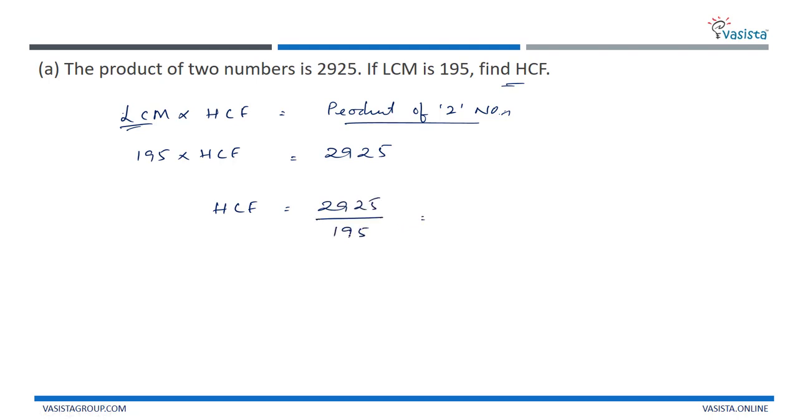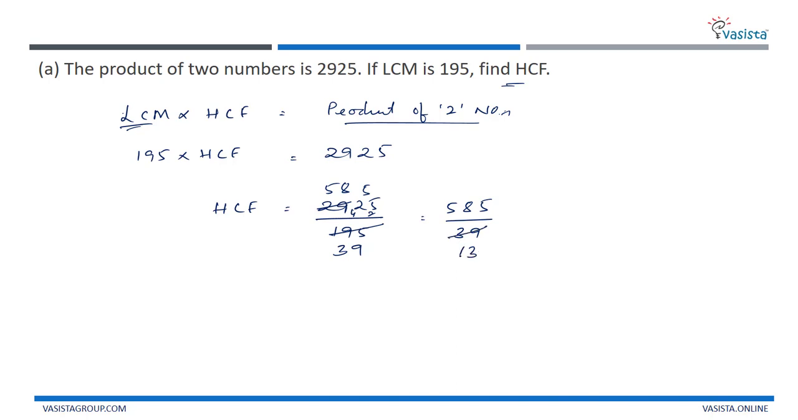Now simplify it. Let me go with the 5. 5 4s are 20, 5 3s are 15, so 45, 5 9s are 45. So this is 2925, and it is going to become 585 by 39. Let me divide by 3. 13, because 13 3s are 39.